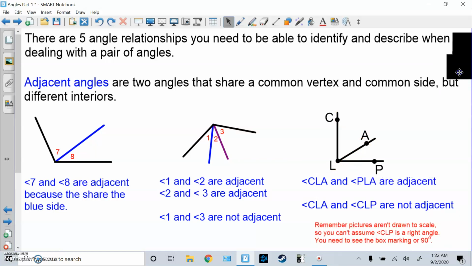Alright, also remember, you cannot trust pictures. They're not drawn to scale. You cannot assume that angle CLP is a right angle. You have to see 90 degrees with a little box right here.